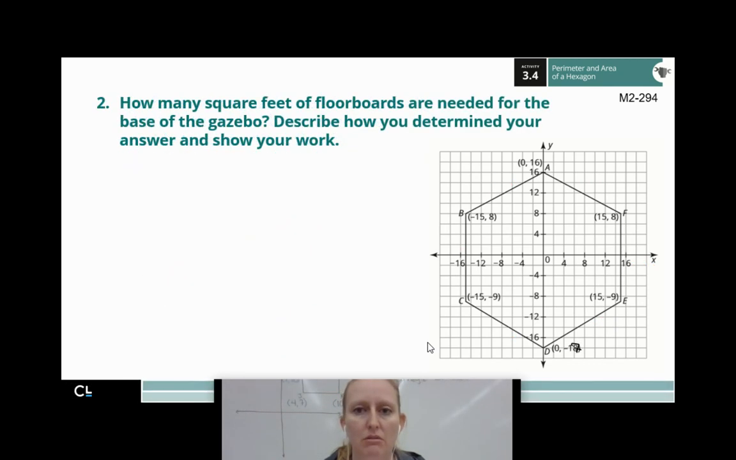But of course, now we need to lay down floorboards. So how many square feet of floorboards are needed for the base of the gazebo? Make sure you show your work. May even need to give it a little description of what you did. Hit pause. How many square feet of floorboards do you need? Hit play when you're ready to check your work.